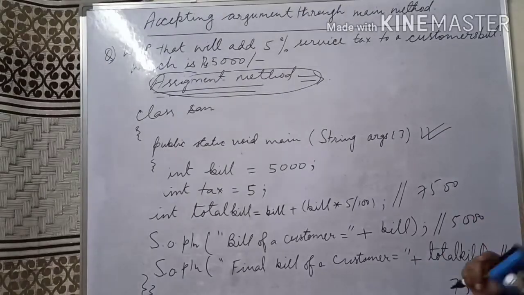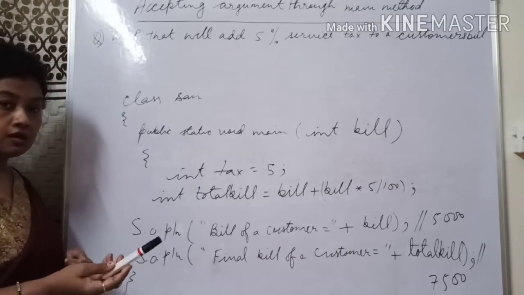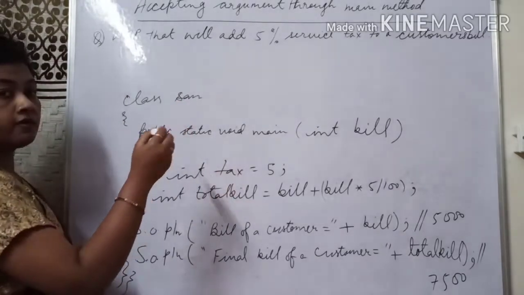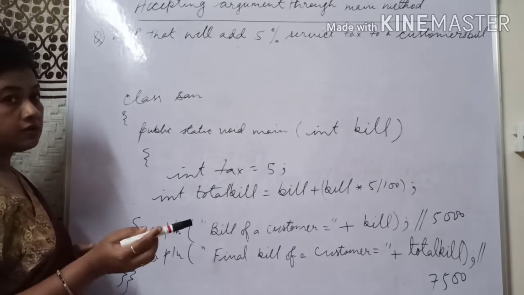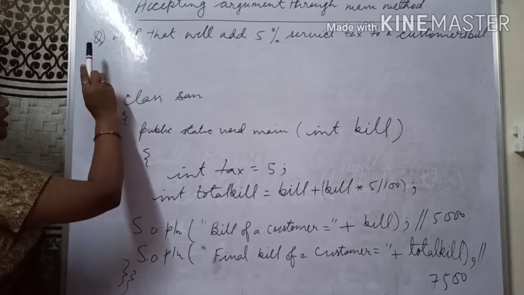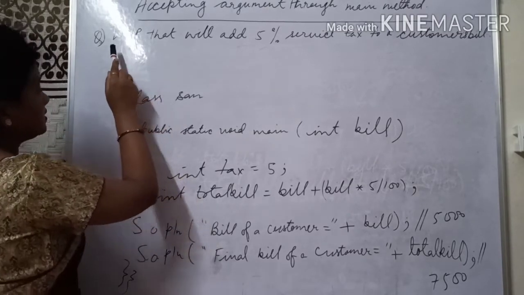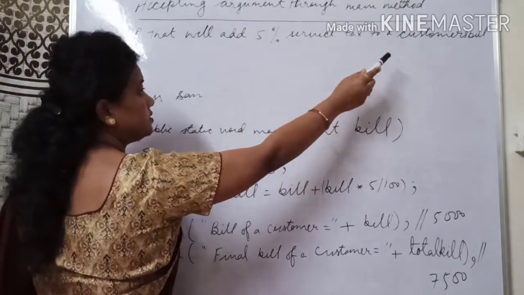Okay. Now let us make some changes. Changes means now we will write the program according to the argument method. Now in argument method I have made some changes in the question. Now see the question. The question will look like this: write a program that will add 5% service tax to a customer's bill.